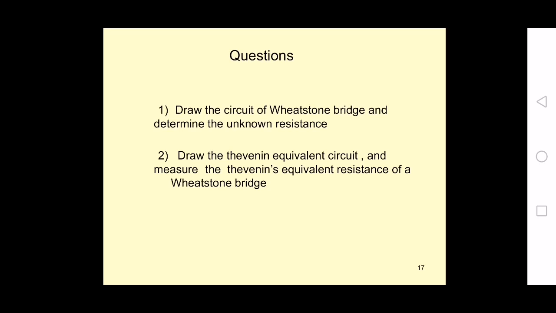Let's suppose I have R1 equal to 10k, R2 equal to 15k, R3 equal to 40k. Find the unknown resistance Rx. From the equation you can say that R1 R4 equal to R2 R3, or R1 Rx equal to R2 R3. Then your Rx will be R2 R3 by R1. So from the given equation, R2 is 15k, R3 is 40k, divided by R1 is 10k. Then you will get the unknown resistance as 60 kilo ohms.